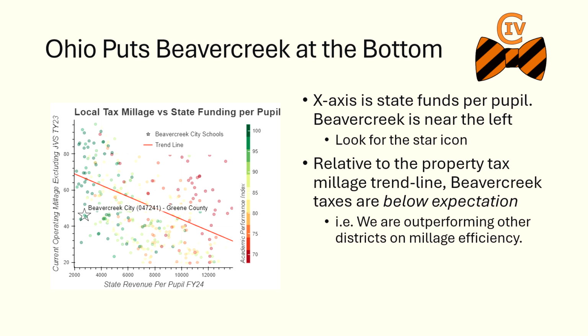And finally, the other thing I wanted to convey to you was academic performance. That's the color coding. So the deeper green each of these spots is, the higher performing the school district is. And so you can see that even though we get very little state support and we're keeping our cost to taxpayers very low, Beavercreek City Schools is among the highest performing school districts in the state of Ohio.